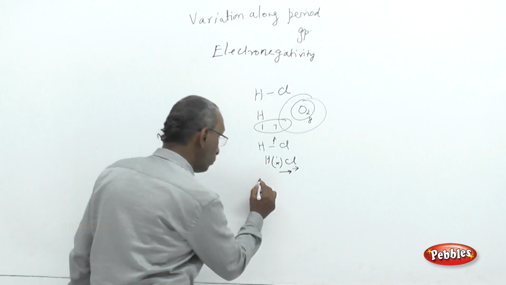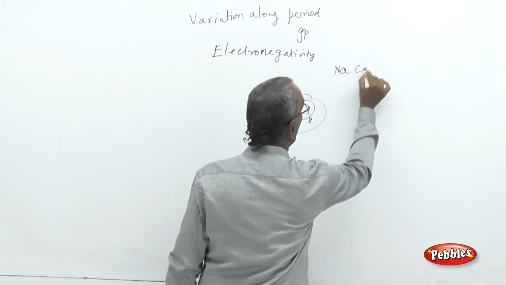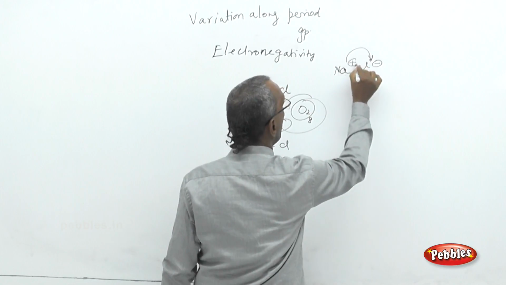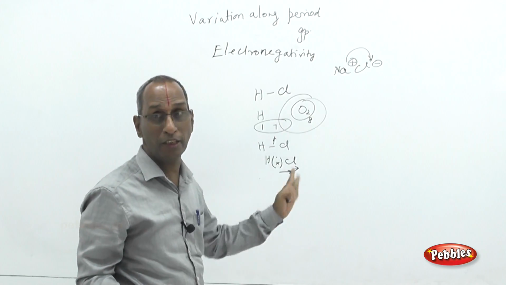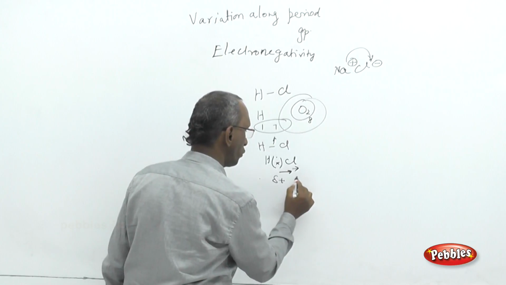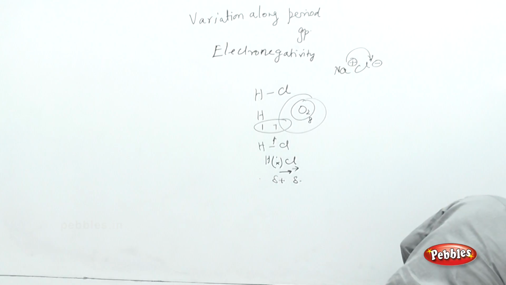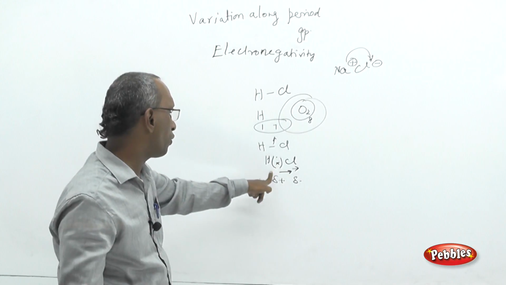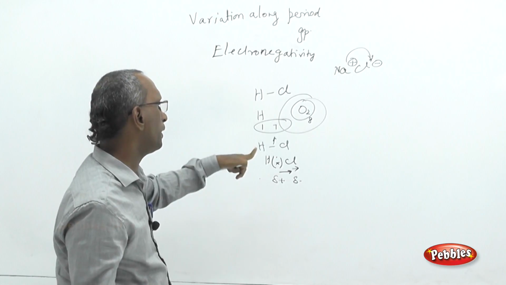If hydrogen's electron moves, it is not transferred. In the case of sodium chloride, sodium's electron has been transferred to form sodium ion and chloride ion. Here hydrogen's electron only moves towards chlorine, it is not transferred. So hydrogen becomes fractionally positive and chlorine becomes fractionally negative. That is what is meant by electronegativity: the power of attraction of the central electron pair towards a particular atom.